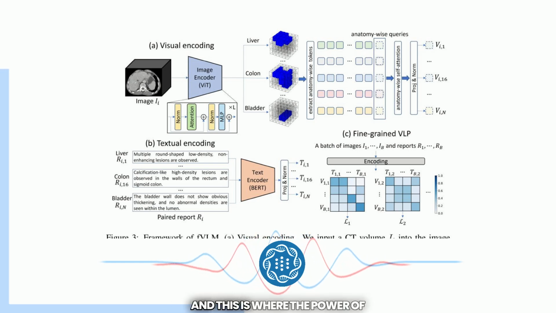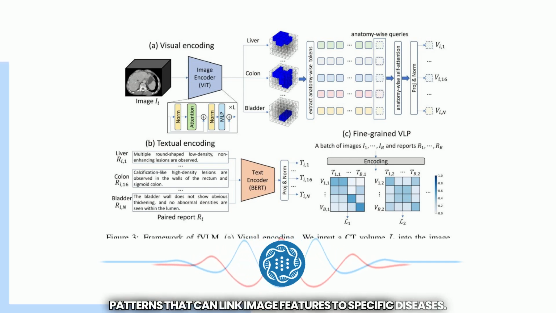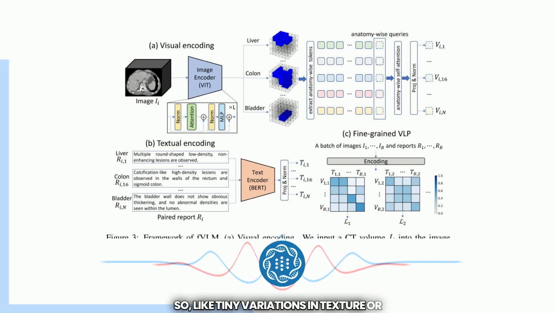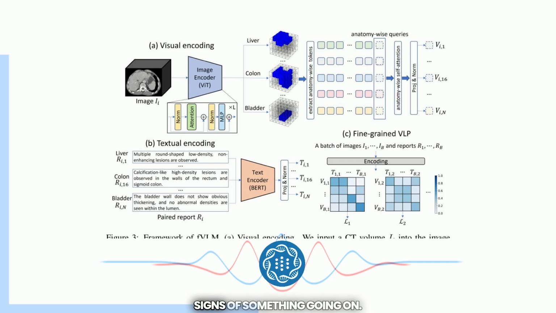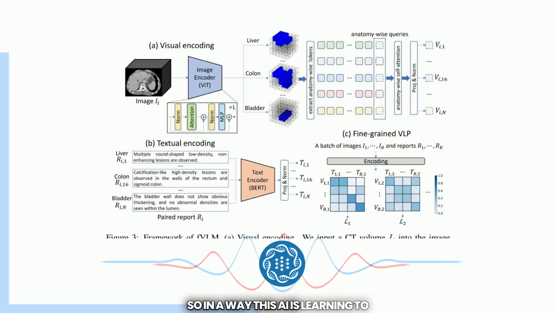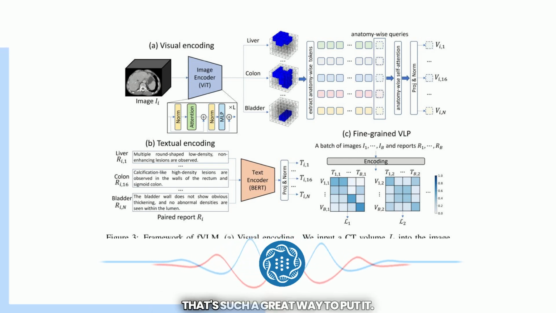Precisely. And this is where the power of this fine-grained approach comes in. The AI starts to pick up on those super subtle patterns that can link image features to specific diseases. So like tiny variations in texture or shape that a human radiologist might miss. You got it. Those tiny clues can be telltale signs of something going on. So in a way, this AI is learning to see the world through the eyes of a radiologist. Yeah. Picking up on all those subtle hints. That's such a great way to put it.